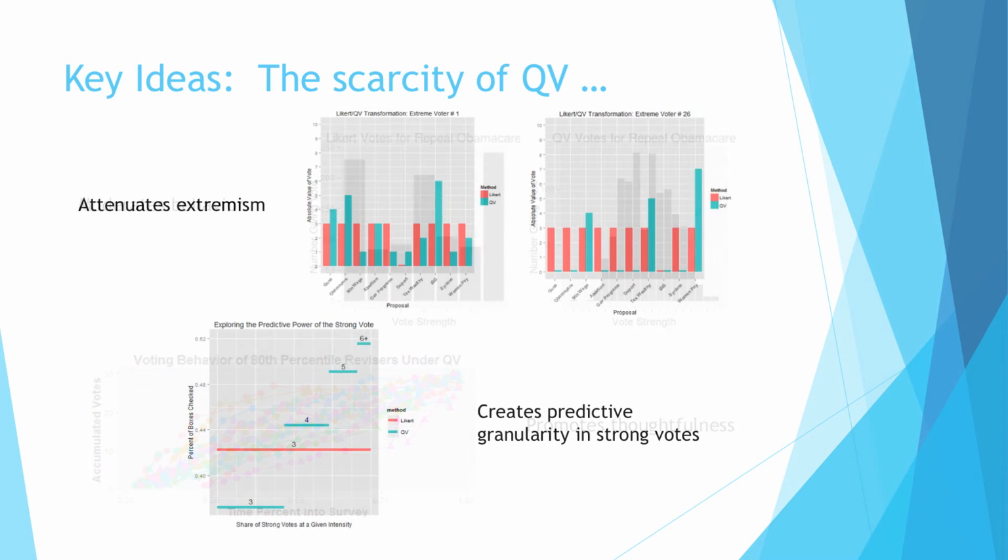You also see that all the extremism, which is a huge percentage of voting, as you recall, maybe 33% of voting you could call extremism if you want, tends to get attenuated. And finally, you have this predictive granularity that gets created through your vote scale. So I'm going to stop there, and I'm happy to take any questions.